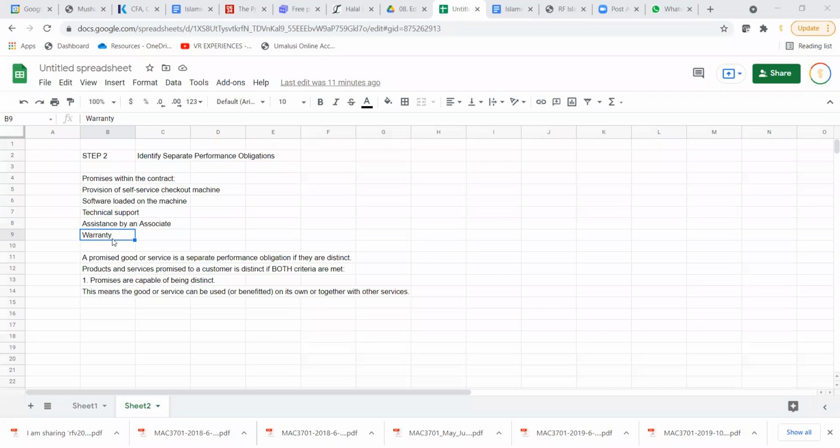Okay, so that you might just know, there is guidance in the application guidance. So remember the new IFRS standards.